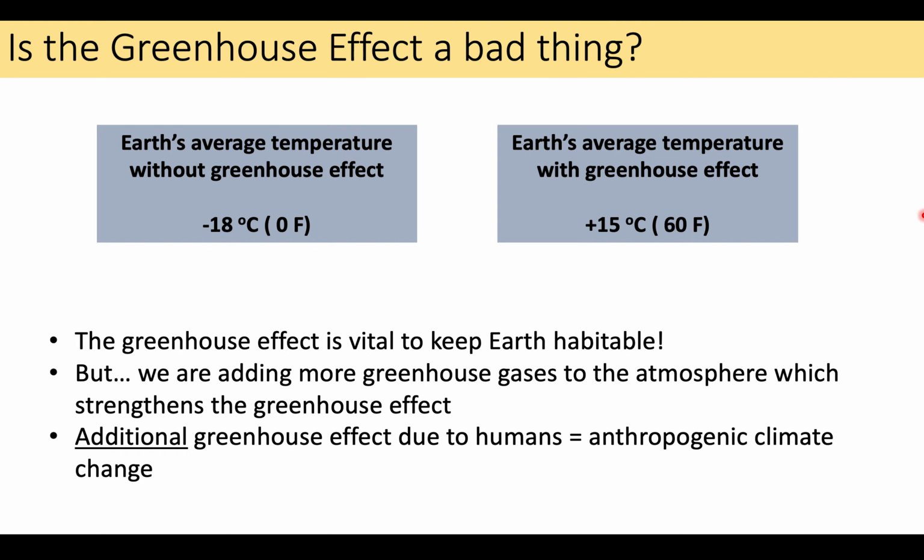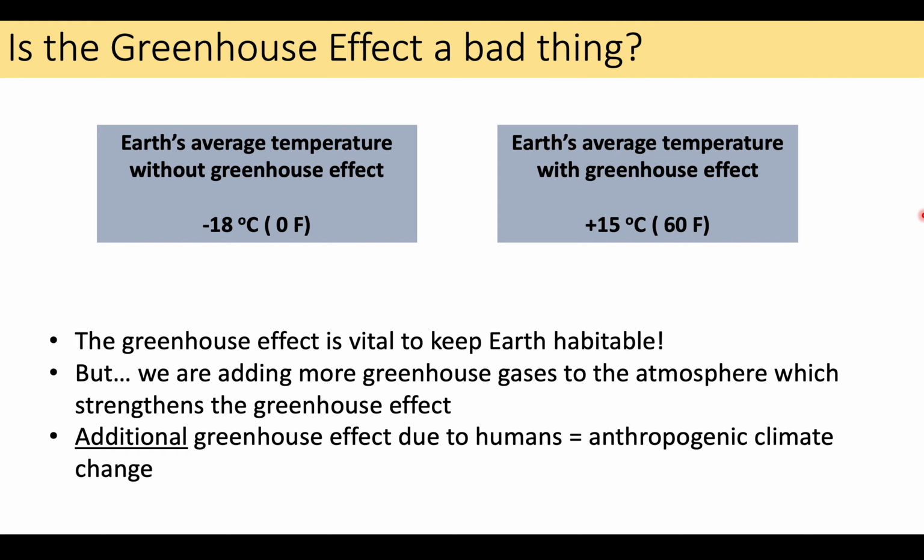So our greenhouse effect actually is one of the very, very important reasons that Earth is habitable. The reason that there's life on Earth is because the temperature of Earth allows for it. So because of our greenhouse effect, the temperature on Earth is warmer.